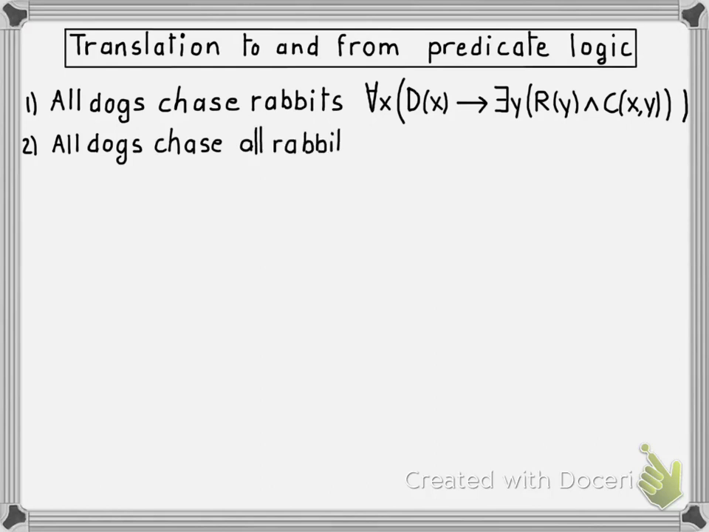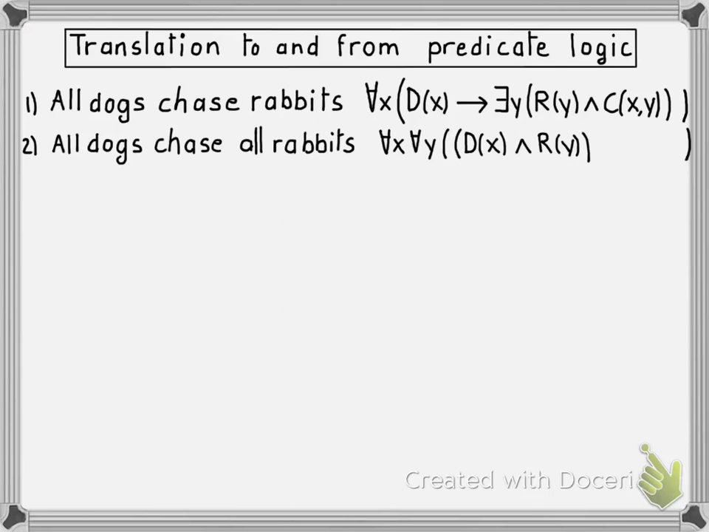Now, for a second example, I'm going to take a slightly different tack. This sentence says, all dogs chase all rabbits. So I'm going to need two variables, one for the dogs, one for the rabbits. And notice in this case, we're dealing with all of the dogs and all of the rabbits. So I'm going to start the translation with two universal quantifiers: for all x, for all y. And now I have to represent the fact that all dogs chase all rabbits. In other words, if x is a dog and y is a rabbit, then it must be the case that x chases y.